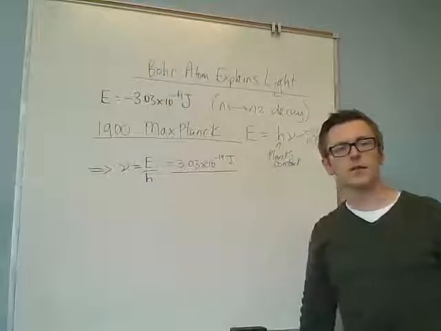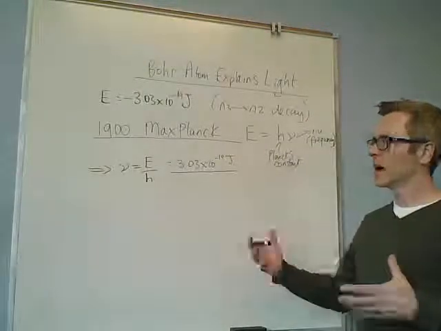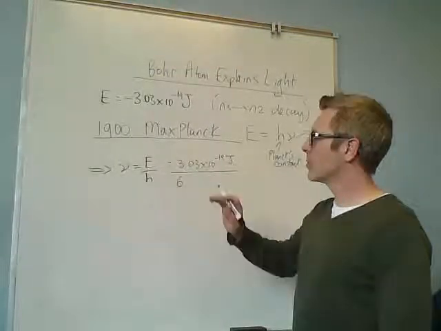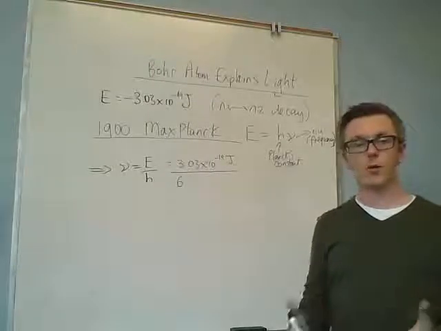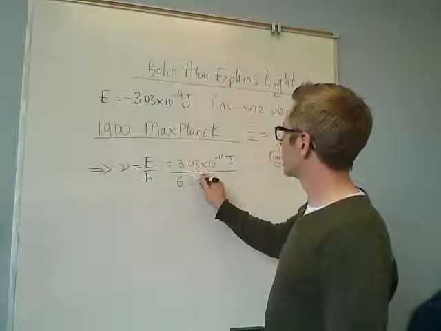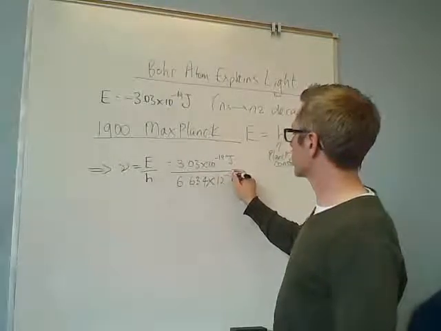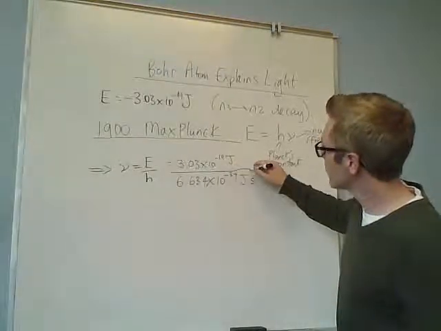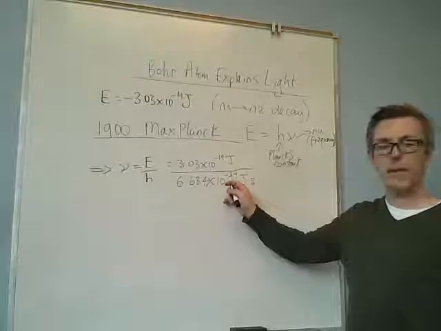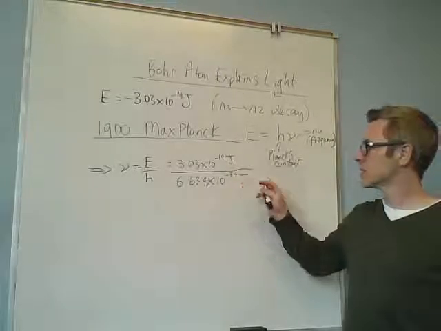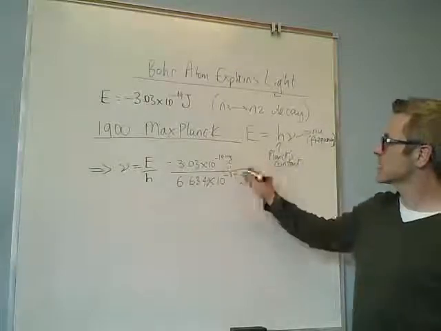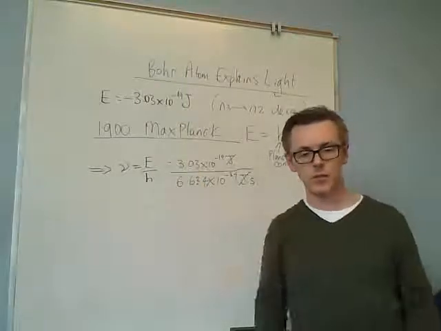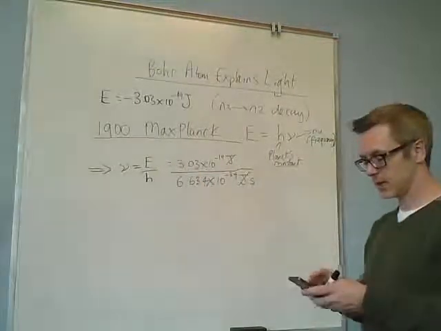Now Planck's constant, if you need it, will be provided to you in an exam. I wouldn't expect a Chem 65 student to memorize Planck's constant. To be honest, we might use it, but you really study it more in Chem 101. It's a very, very small number: 6.634 by 10 to the negative 34th power, with units of joule seconds. So joule cancels joule, and we're left with 1 divided by second, which is a frequency, a reciprocal time unit. So let's calculate the frequency.